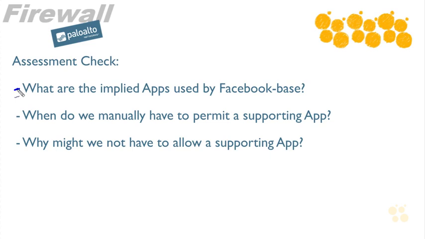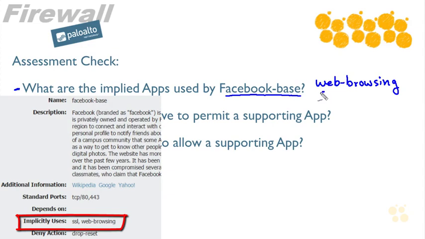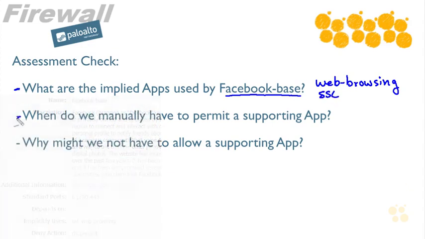All right, question number one. What are the implied apps that are used by the application object called Facebook-base? And those are web browsing and SSL. Question number two. When do we manually have to permit a supporting app? And the answer to that is when it is a dependency.